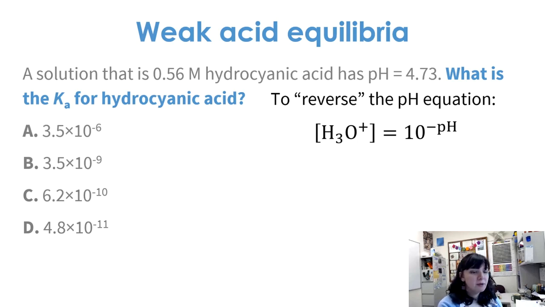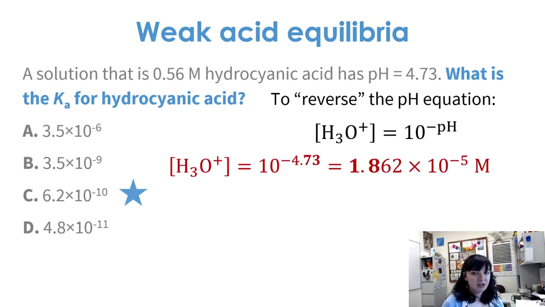Working through this example, I found that my Ka for hydrocyanic acid is something like 6.2 times 10 to the minus 10. So to walk through how I approach this, I first took my pH that was given and I used that to calculate the concentration of H3O+.